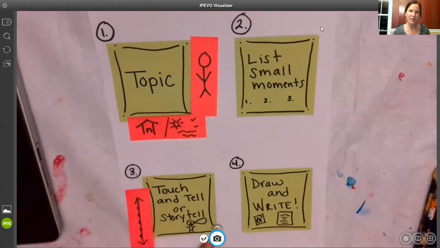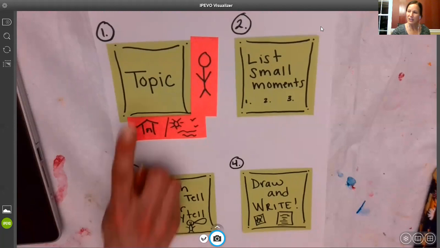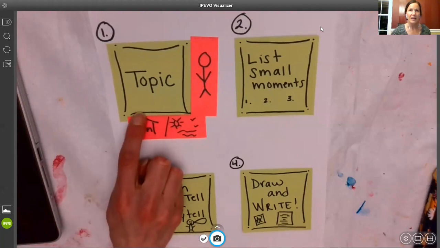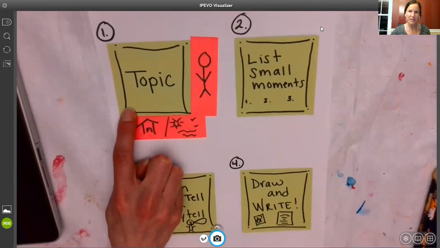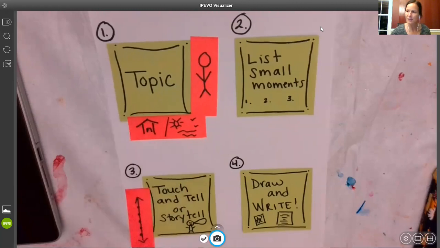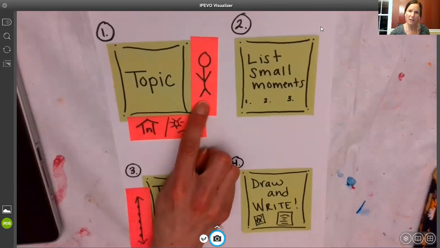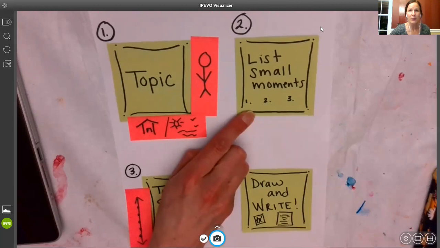I want to review some of the things we talked about last week, thinking about the writing process and what good writers do in order to think about an idea for a story. Remember when we talked about thinking about topics for stories in our lives, one strategy was to think about special people or people we love in our life, and then list small moments that we had with those people to inspire a story idea.